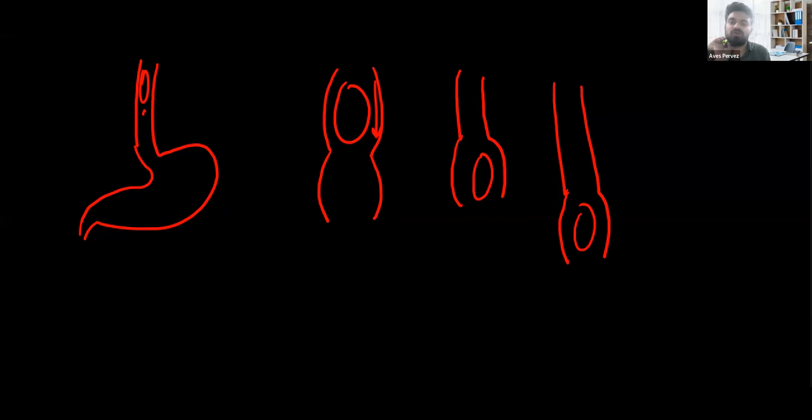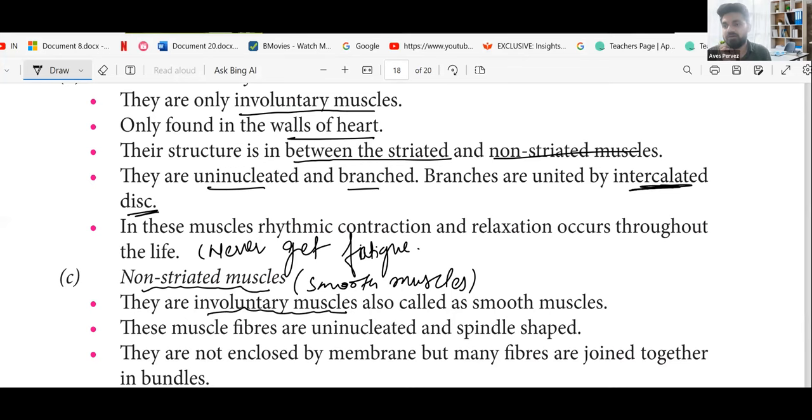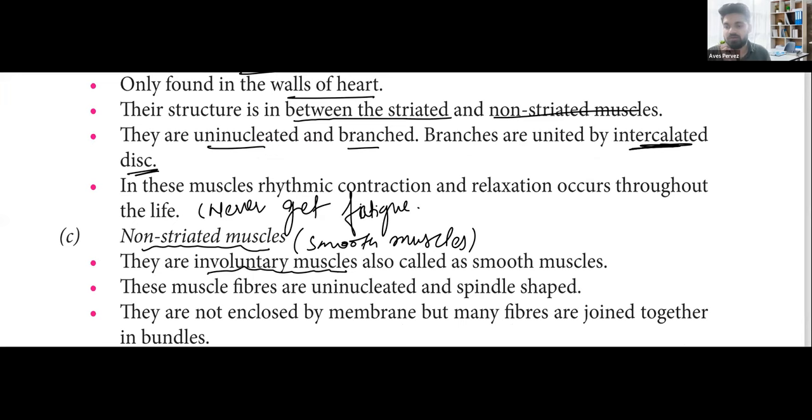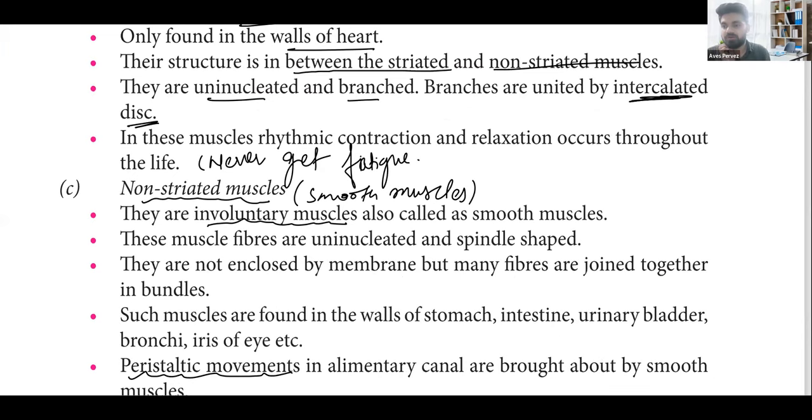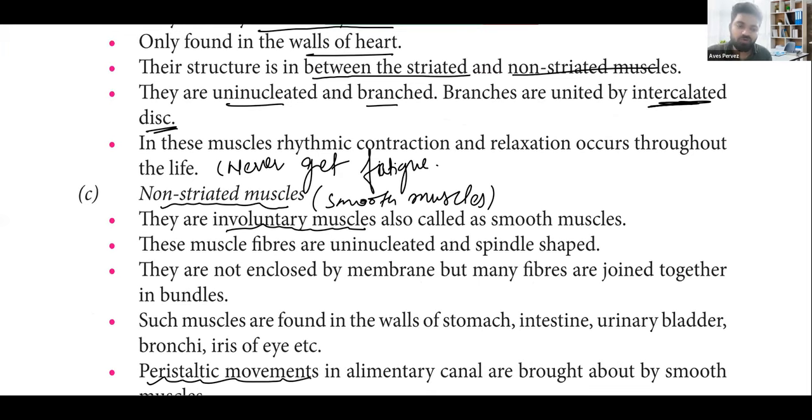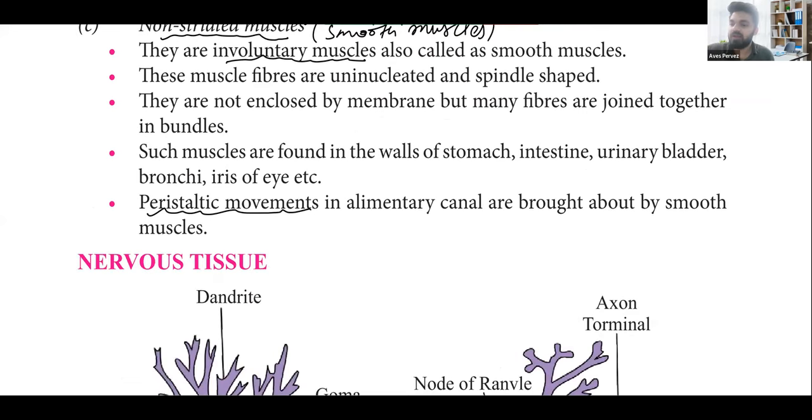So if you note it down here, these are the non-striated smooth muscles. These are involuntary. Involuntary means their actions are not in our will. They are uninucleated, and the shape is spindle-like. Do you know what a spindle is?